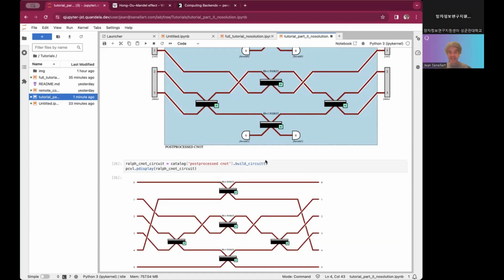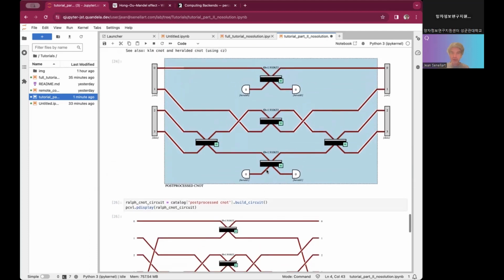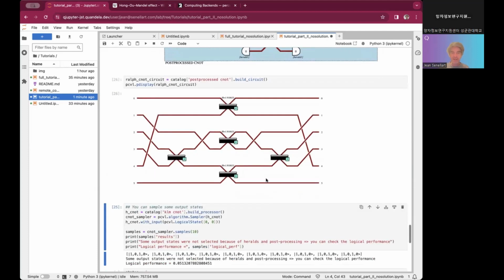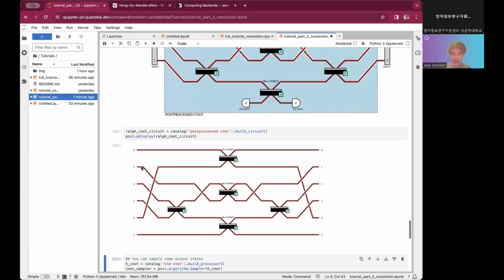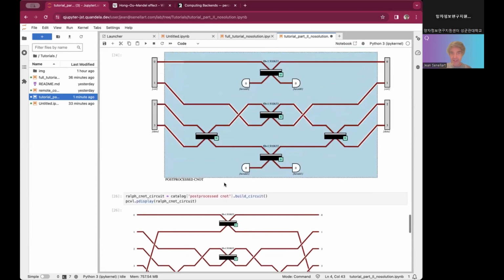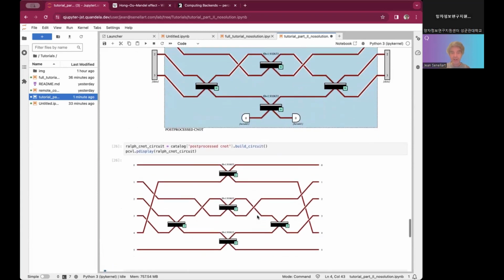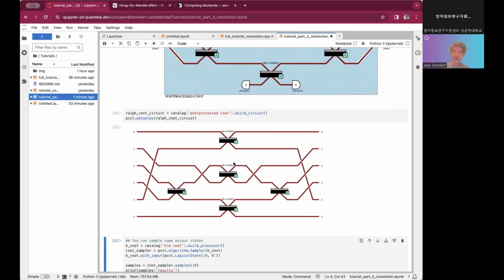Okay, this is this circuit. So this is the processor, and this is the circuit. The things we were manipulating so far were circuits. The circuit doesn't have any post-processing, heralding, logic, whatever you have. So you see in particular the mode 4. The mode 4 in that circuit will be a herald 0. Here, if I simulate this circuit, there won't be any post-selection, it will just give me all the raw output.